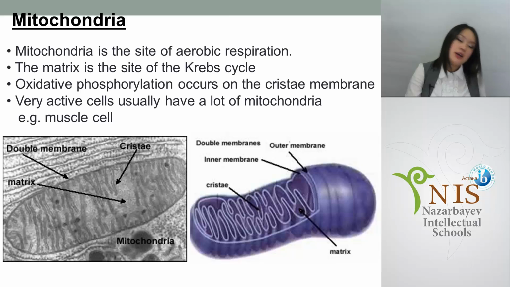muscle cells. If you look at the structure of mitochondria, you see a double membrane there. Then inside of it you see the matrix. Then you see infolding of the membrane, which is the cristae. Exactly, the reactions happen in the cristae.